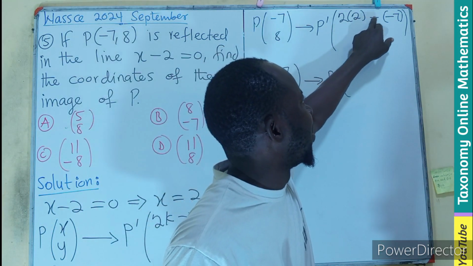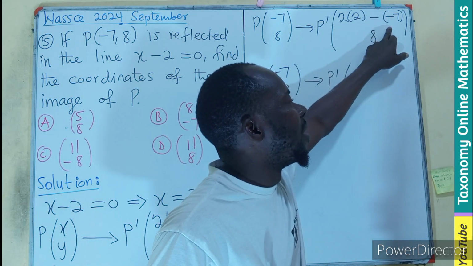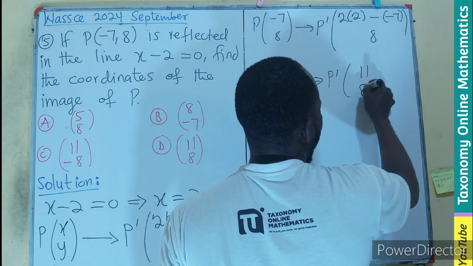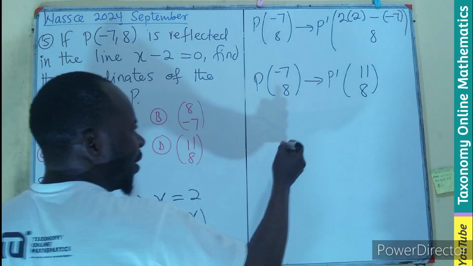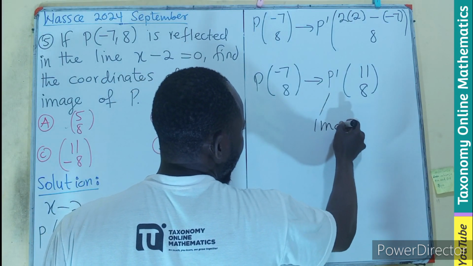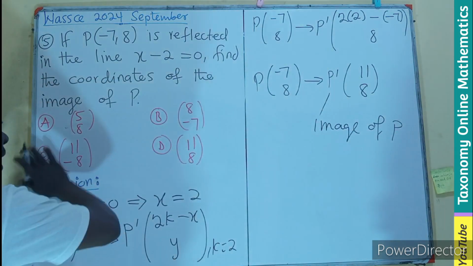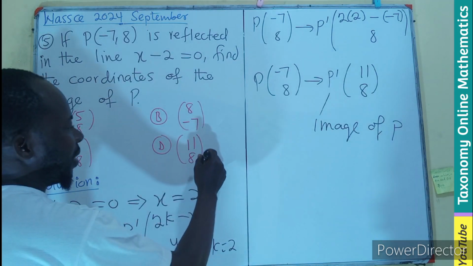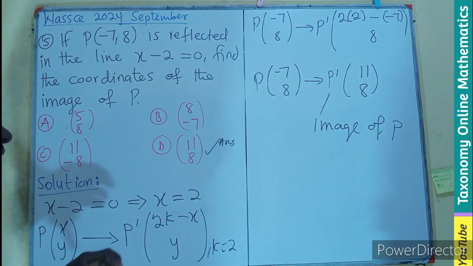So P -7, 8 will map to the image as this is going to be 4, right? Negative will become positive. So 4 plus 7, that will be 11. So I'll be having 11 and what? 8. So this is the image of P. Which of the options will give us the image of P? This is going to be the option D, 11, 8.